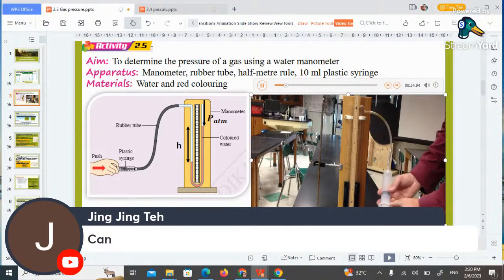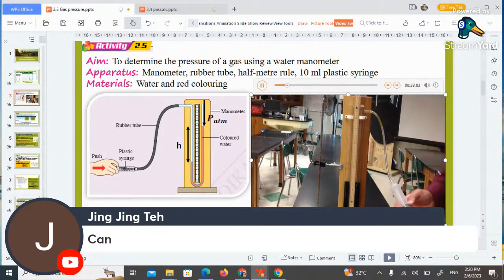So by me making the volume smaller, the pressure is going to increase. So, Boyle's law, lowering the volume by forcing the gas molecules into a smaller space is going to increase the pressure. The manometer is going to measure that increase in pressure.